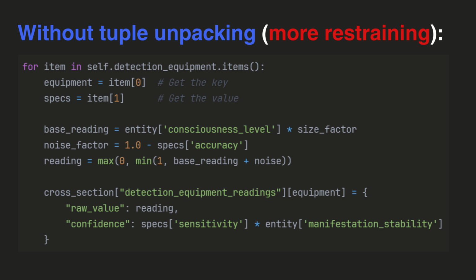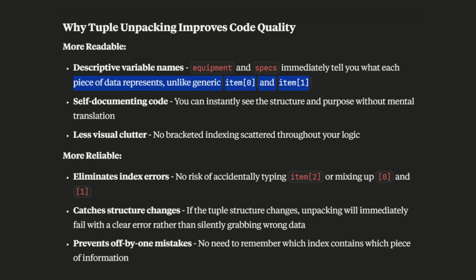Tuple unpacking gives you meaningful variable names immediately. Instead of cryptic item[0] and item[1], you have clear equipment and specs variables that make your code self-documenting. The tuple unpacking process transforms the packaged tuple data into labeled, accessible variables that make your code both more readable and more reliable.